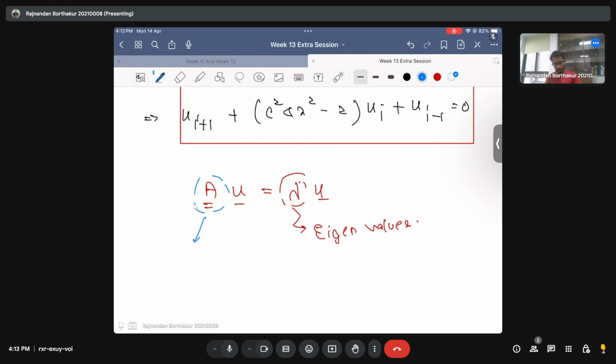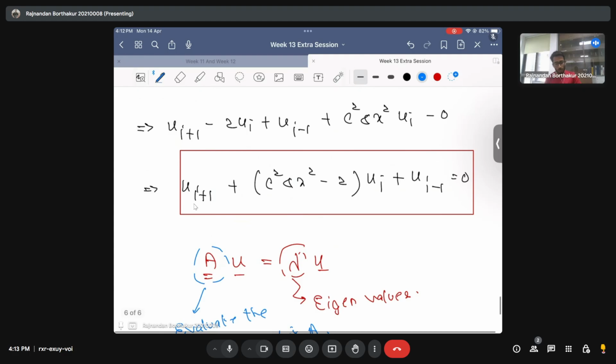Okay, so what you need to do is just evaluate the eigenvalue of matrix A, and this will be the eigenvalue of your analysis. And how do you form this matrix?